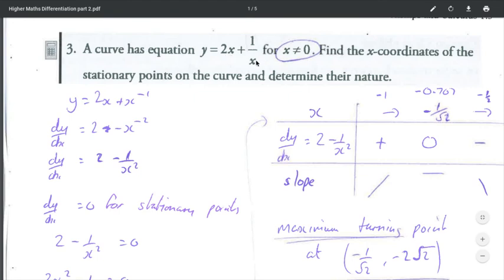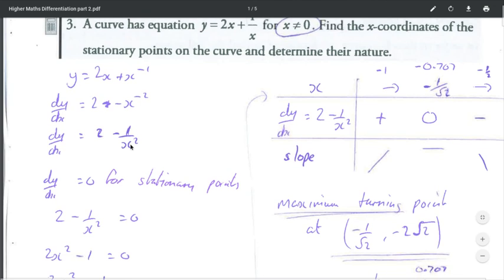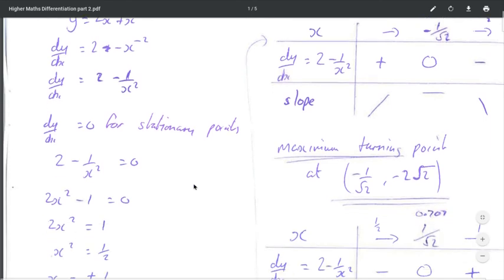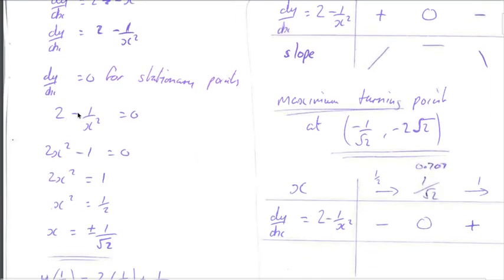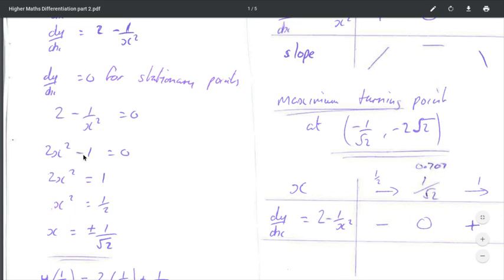So 2x plus x to the power negative 1. Find dy/dx, which will be 2 minus x to the power negative 2, or 2 minus 1 over x squared. Now remember, we need to state dy/dx equals 0 for stationary points. So at this point here, we have 2 minus 1 over x squared equals 0. So multiply every single term by x squared. So we'll get 2x squared minus x squared over x squared, which is just 1, equals 0 multiplied by x squared, which is 0. So we have 2x squared minus 1 equals 0.